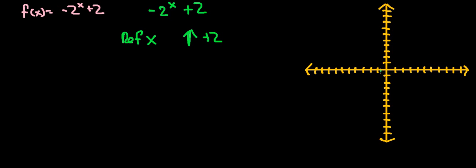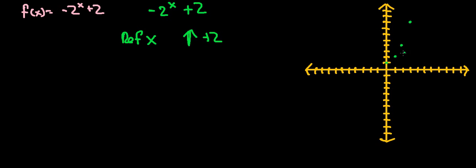Let me think of where it would be. So if I think of my regular graph, it would be 1 at 0. It would be 2 at 1. It would be 4 at 2. And it would be 8 at 3.